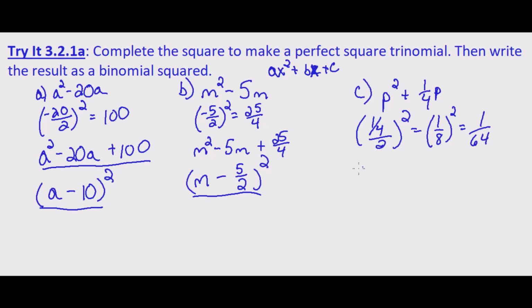So as a perfect square trinomial, that is written p squared plus 1/4 p plus 1/64. And then as a binomial squared, remember it's whatever is inside the parentheses, the b divided by 2, that simplifies to 1/8. So this ends up being p plus 1/8 squared.